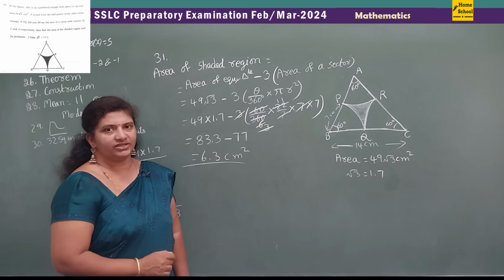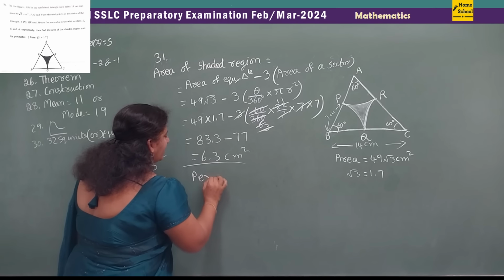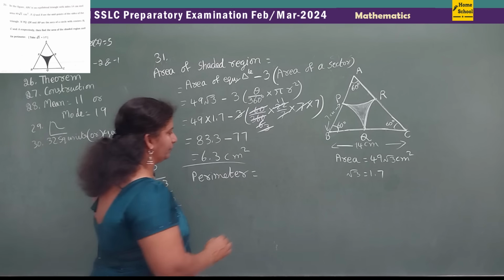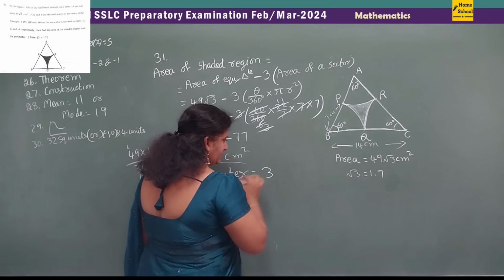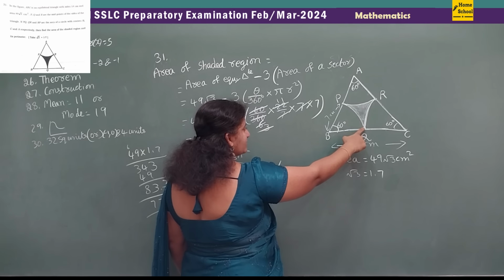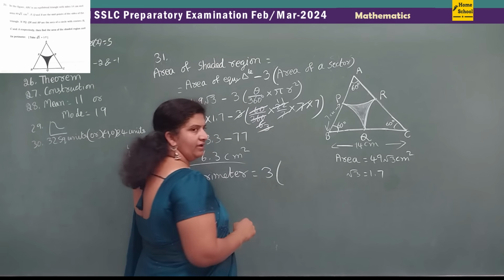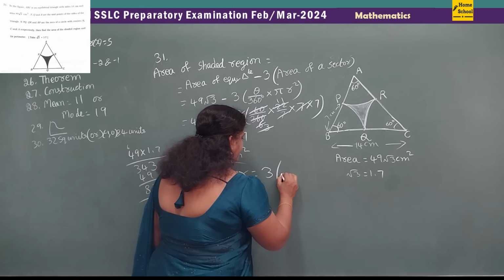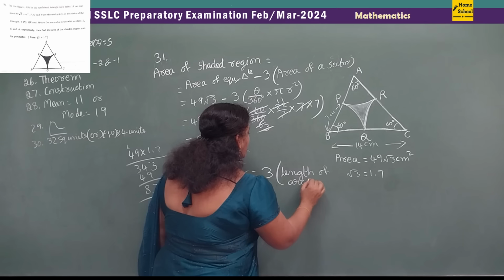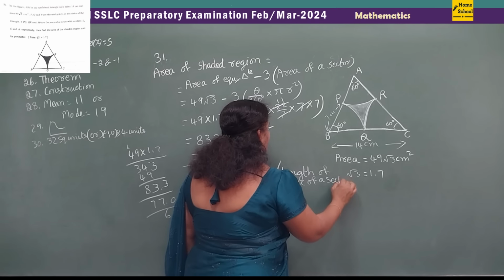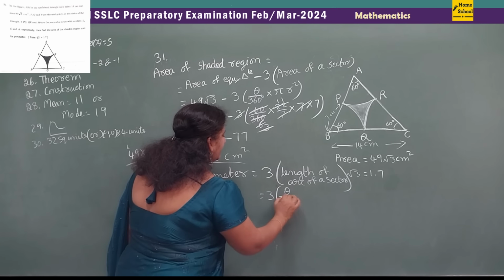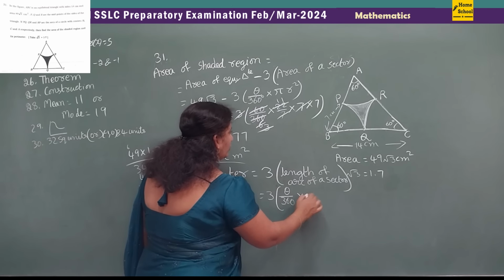And we have another question in this, that is perimeter of the shaded region is equal to, that is 3 times length of the arc of a sector. Formula you apply and multiply by 3. That is 3 times length of arc of a sector. Length of the arc of a sector. That will be 3 into theta by 360 into arc length.